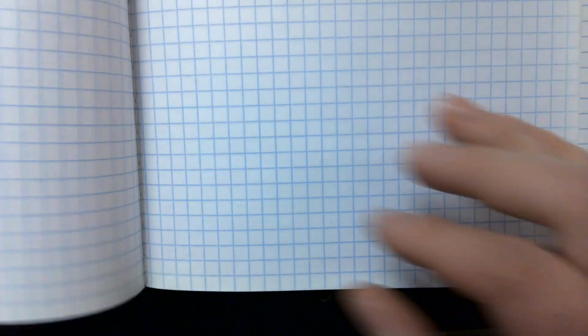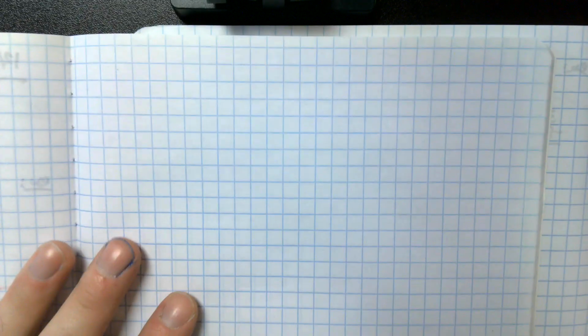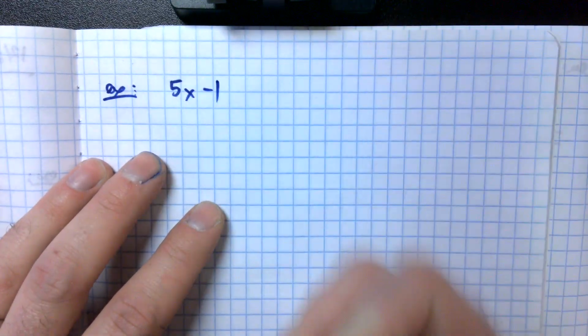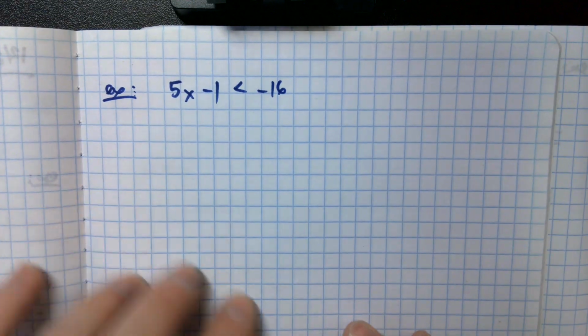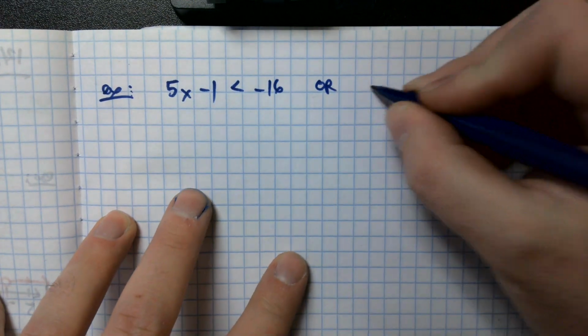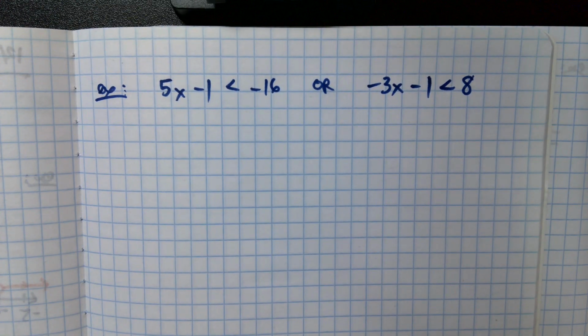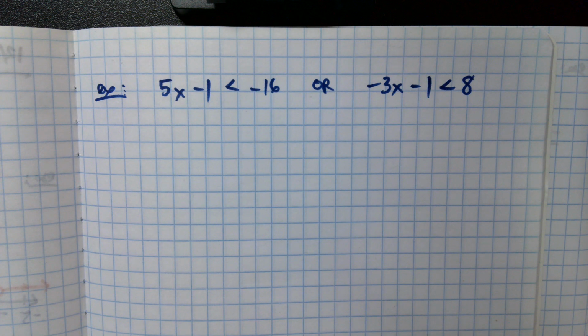Let's do a fun one. Are you ready to have some fun? Yeah, I'm having so much fun, guys. Yay! Here we go. Last one. 5x minus 1 is less than -16, or -3x minus 1 is less than 8. Give it a go. You ever look at a math problem and go, that's a weird one? This is a weird one.